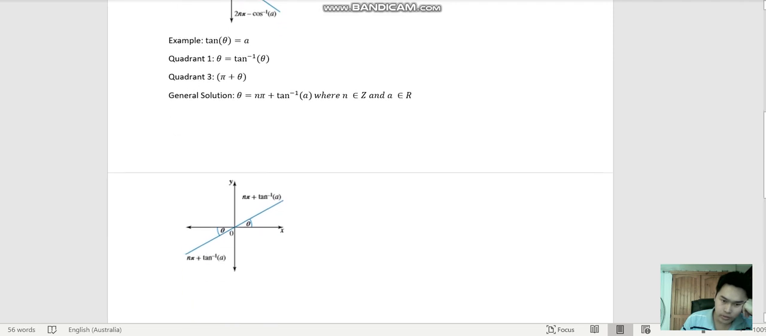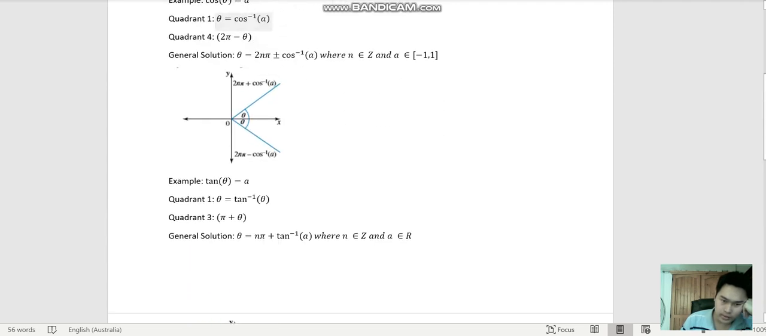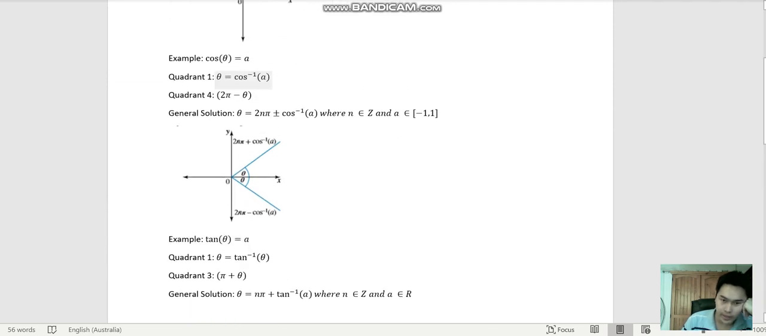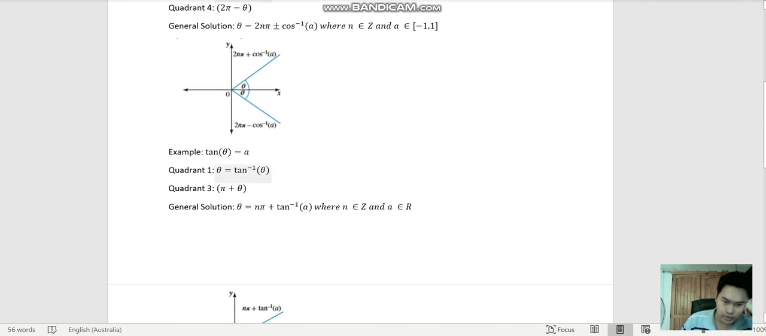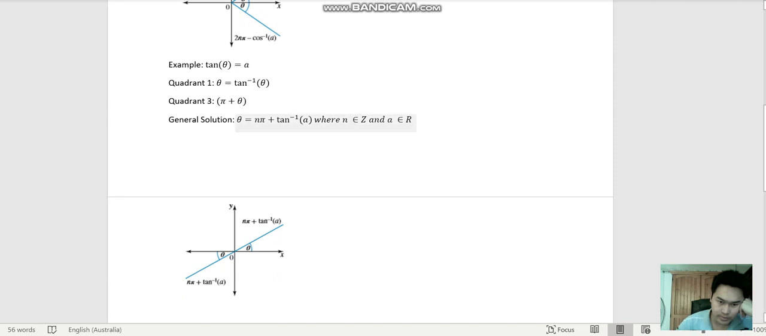And lastly, we're going to be going through tan. So if tan of theta equals a, then in quadrant 1, theta is the inverse tan of a, and in quadrant 3, it's pi plus that angle. The general solution is theta equals n pi plus the inverse tan of a, where n is part of Z, the integers, and a is a subset of R, the real numbers, so you can take negative values.